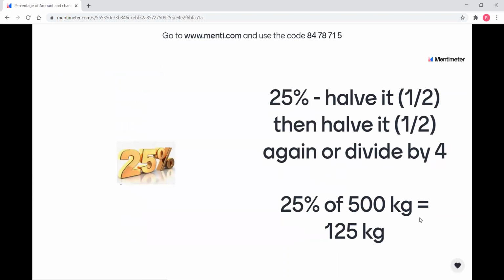So we have 25%. So you're going to half it, then half it again, or you divide it by four. For example, we have 25% of 500 kilograms. So you halve it, it is 250, and then you halve it again, it is 125 kilograms. So are you ready?